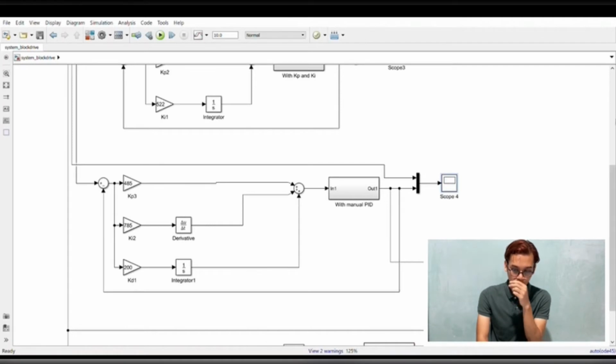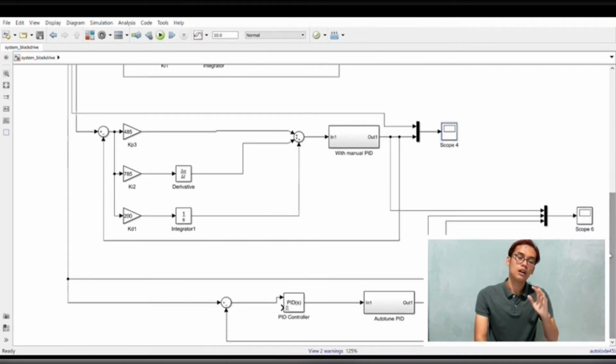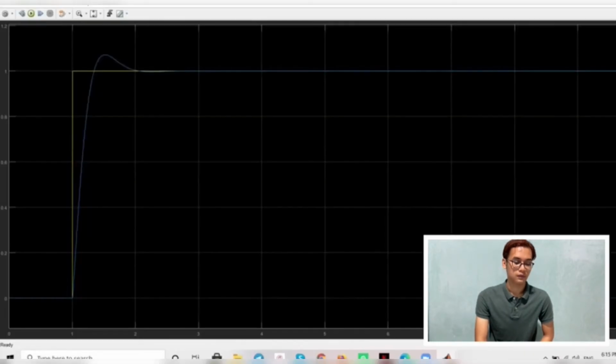Now this is the last one. This is the DC motor subsystem with the auto-tune PID. We have used the real PID, not the gain PID or our manual PID. So this is the auto-tune PID, and with this PID controller, we can get a very stable and efficient graph for our system, for our DC motor. And then this is the final result. This is the graph for this project with the help of the PID controller auto-tune.